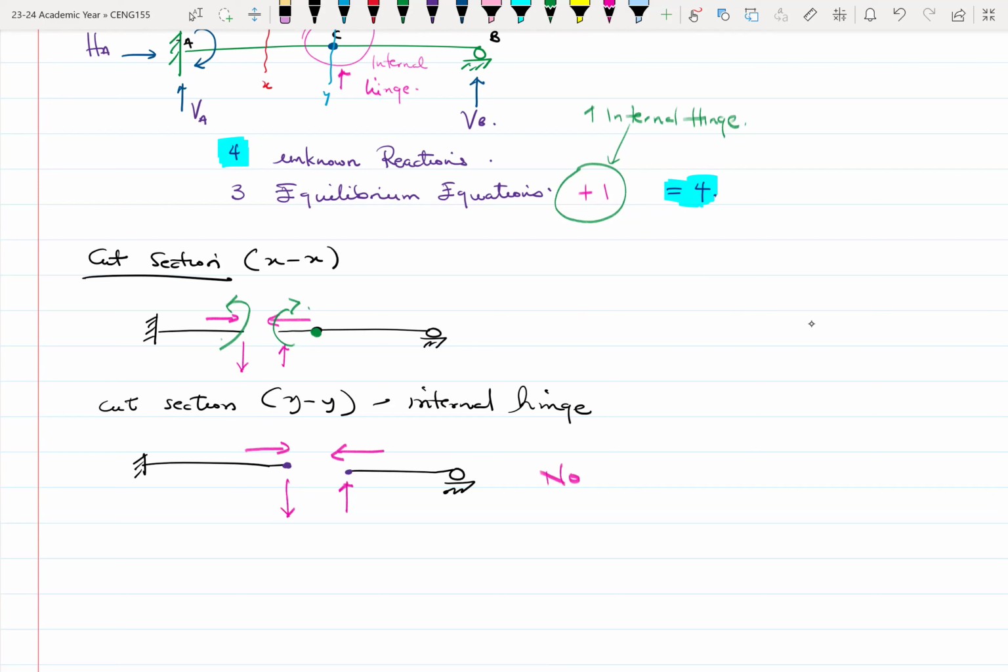So no moment, which means that at the internal hinge location, this moment, which I drew with the green color, would be 0. So where you have an internal hinge, the moment at those points is 0. And this helps us to break our beams or our structural members into different sections and then solve them without much struggle. We'll look at an example.